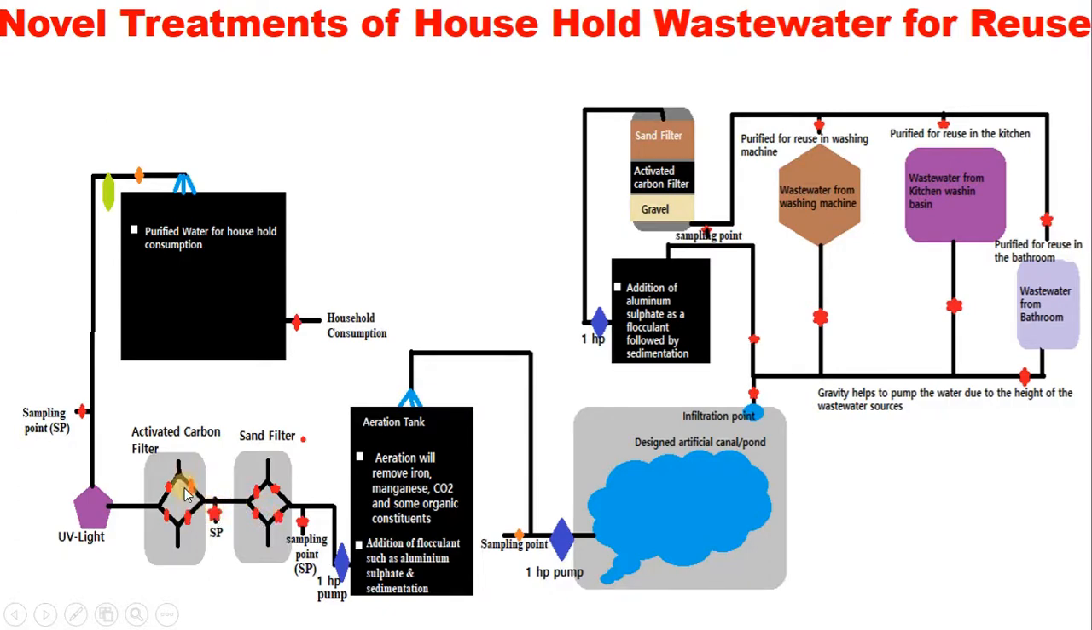You close these 2 valves, you take a sample here, you test for turbidity, pH, alkalinity, and total organic carbon. If everything is in order, the water will now be allowed. You open these 2 valves and close this.